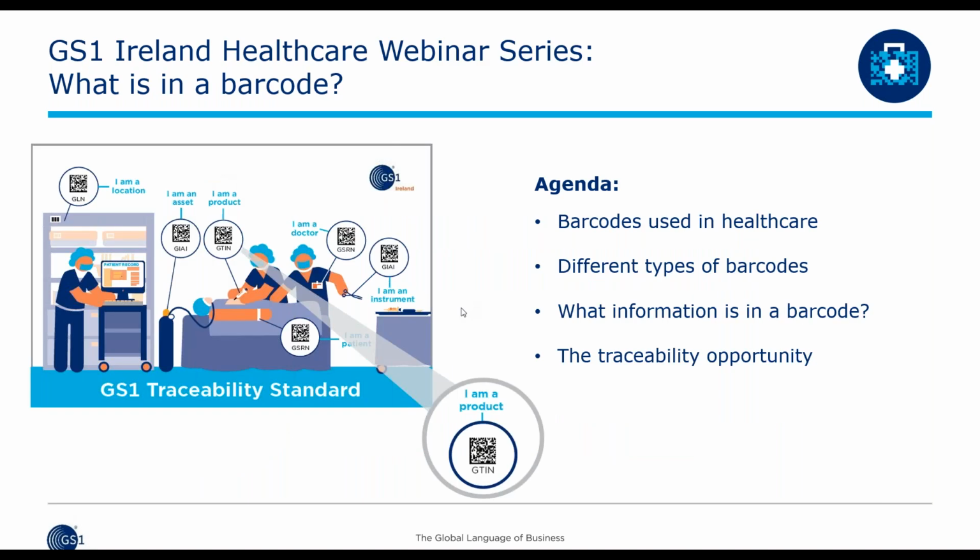So the topic today is what is in a barcode, and what we'll cover here are the typical barcodes used in healthcare, the different types of barcodes, what information is in a barcode, and then the traceability opportunity.